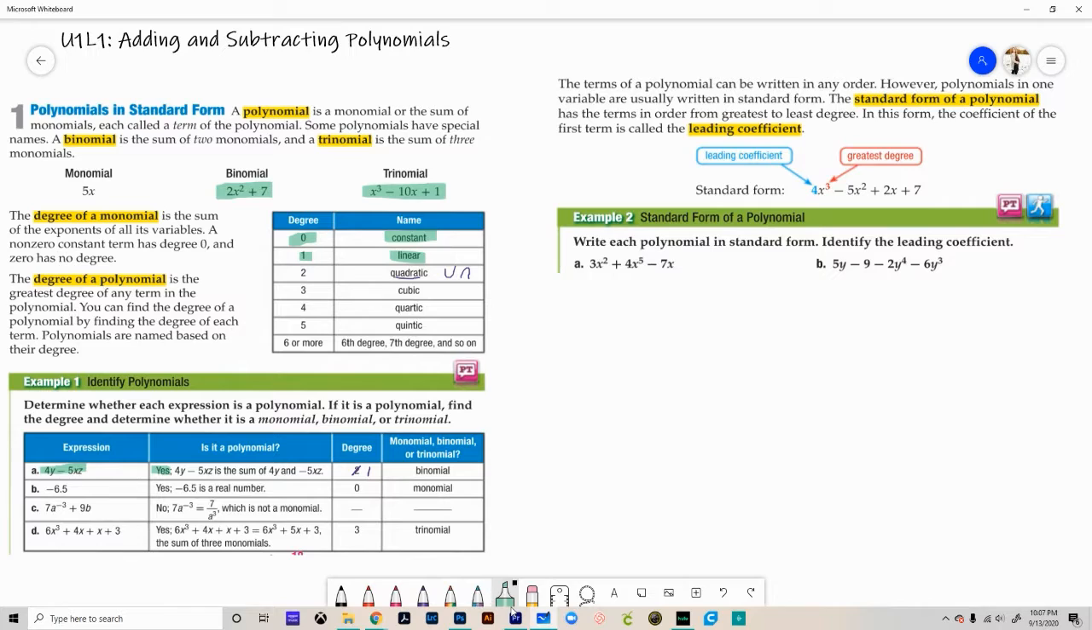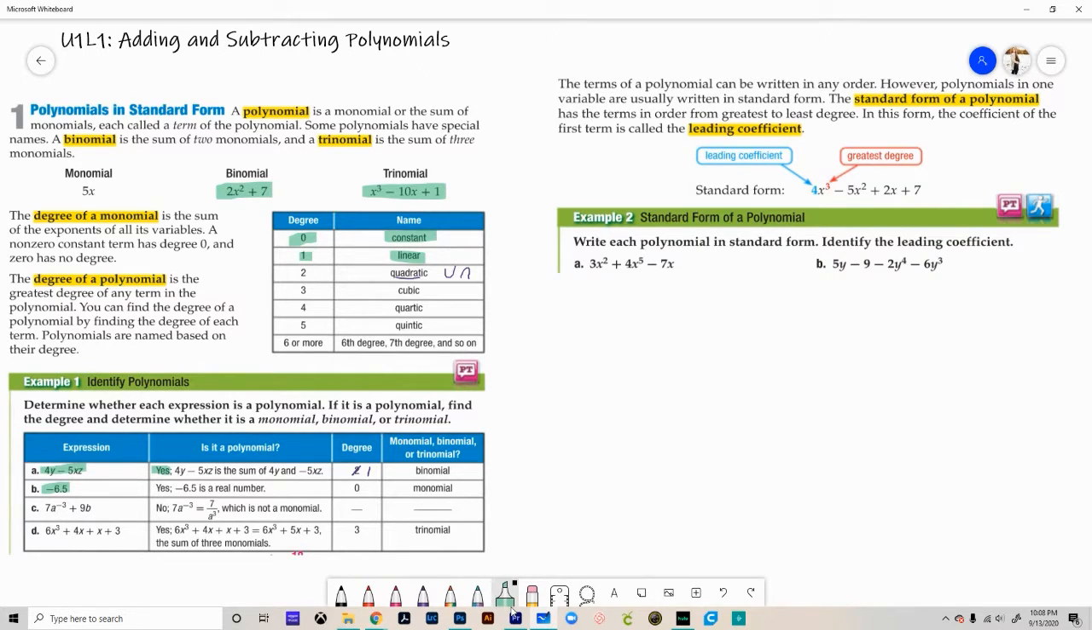The next one, negative 6.5. Negative 6.5 is a polynomial. Negative 6.5 is a real number. The degree is 0. There are no variables with this, so the degree is just 0. And it is a monomial because it's just one single term.